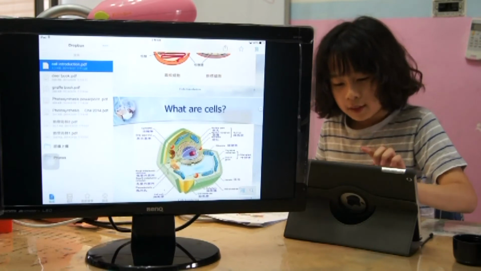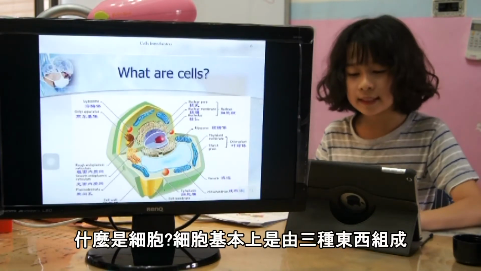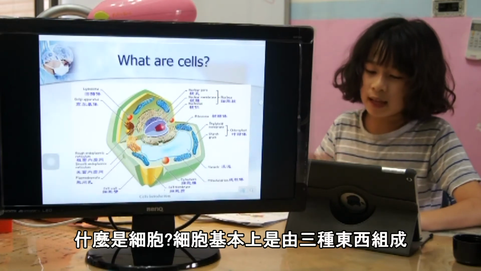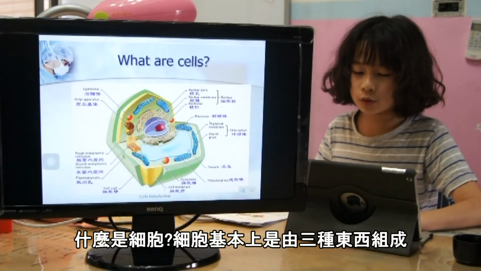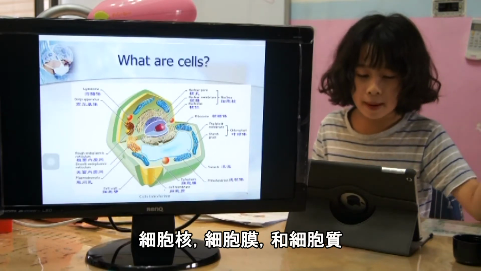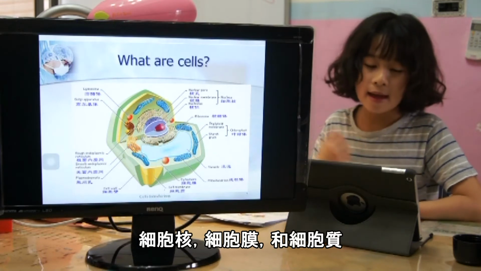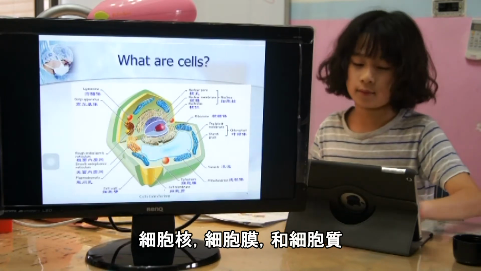Okay. What are cells? Well, we see cells have different shapes, but they are usually made of three things: the nucleus, the cell membrane, or you can say the plasma membrane, and the cytoplasm.